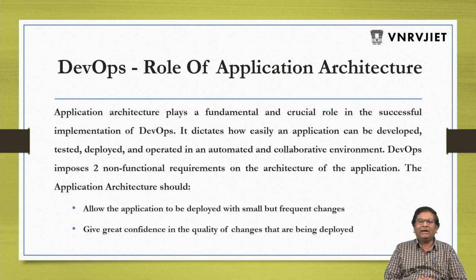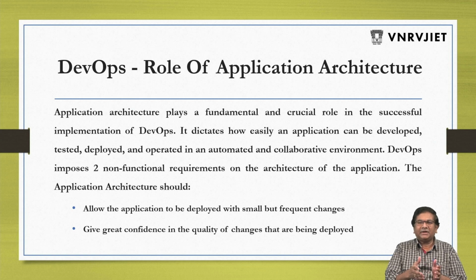DevOps, role of an application architecture. Application architecture plays a fundamental and crucial role in the successful implementation of DevOps. That's what we just talked about. It dictates how easily an application can be developed, tested, deployed, and operated in an automated and collaborative environment. The entire sentence states that architecture is very important for getting things done, like development, testing, deployment, and operation.